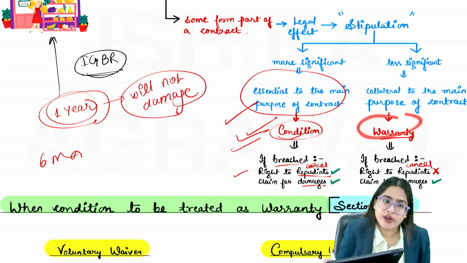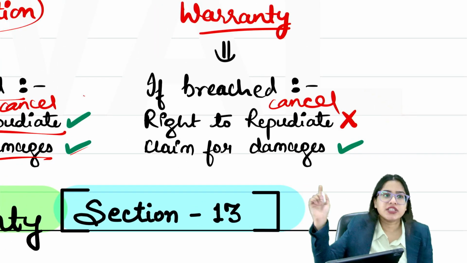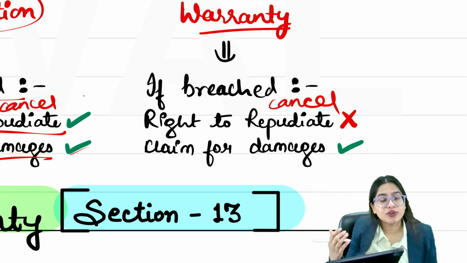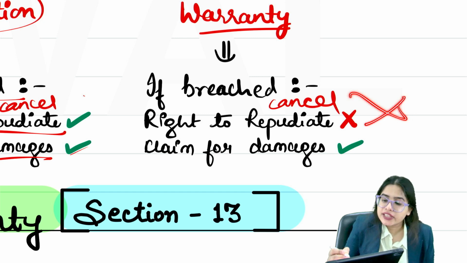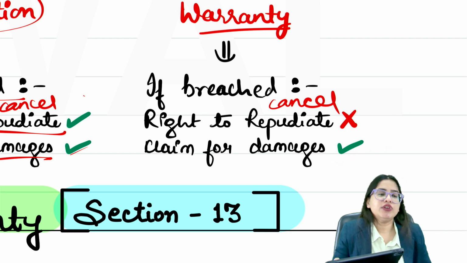This is warranty. So in case of breach of warranty, you cannot cancel the contract. Can you say, after 6 months of using the earphones, take your earphones back and give my money back? No, you cannot cancel the contract just because of the breach of warranty. But yes, if warranty is breached, definitely you can claim your damages or whatever loss you have suffered.